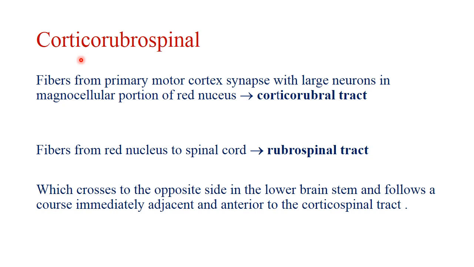Okay, now the passage of the rubrospinal fibers from the red nucleus to the spinal cord is not complicated. It's simply the same pathway as the corticospinal. It will pass through the brainstem structures and then decussate at the level of the brainstem. It will cross to the opposite side and pass adjacent and anterior to the corticospinal tract. There is no complication in it. Okay.